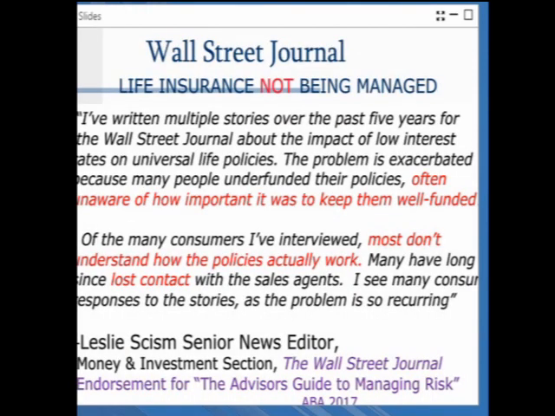I'll pause here with a quote from the senior editor of the Wall Street Journal, and this endorsement appeared on the back of our book. Just very briefly, I've written multiple stories over the past 5 years for the Wall Street Journal about the impact of low interest rates on universal life policies. The problem is exacerbated because many people underfunded their policies, often unaware of how important it was to keep them well funded. Of the many consumers I've interviewed, most don't understand how the policies actually work. Many have long since lost contact with the sales agents. I see many consumer responses to the stories as the problem is so recurring.